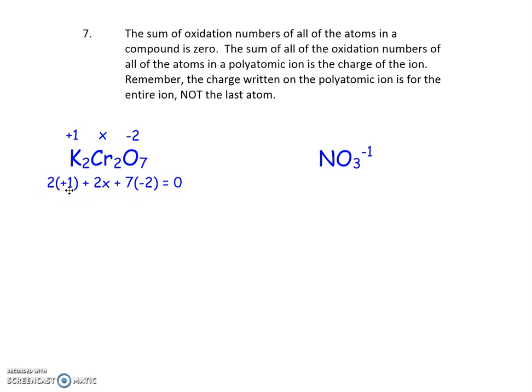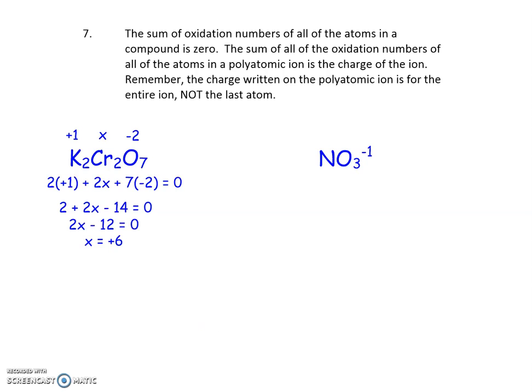So 2 times potassium plus 2 times X for chromium, which we're trying to figure out, plus 7 times oxygen's oxidation number, have to add up to 0. I can go through and mathematically solve. 2 times 1 is 2, plus 2x, plus 7 times negative 2 gives me negative 14. Combining like terms, isolating x, I get that x is positive 6.